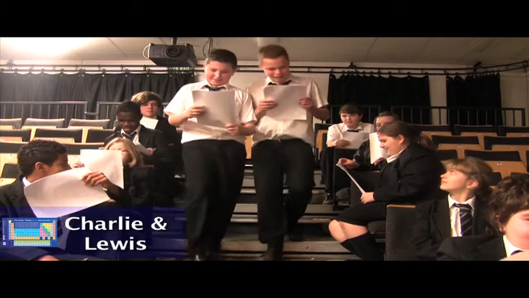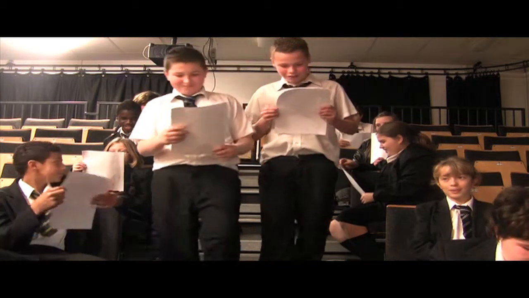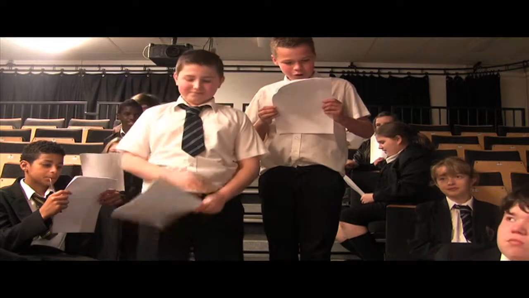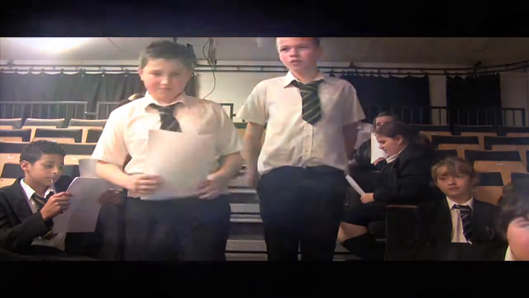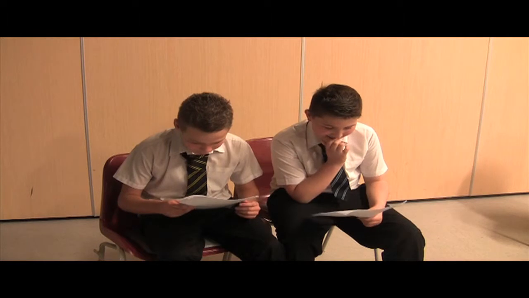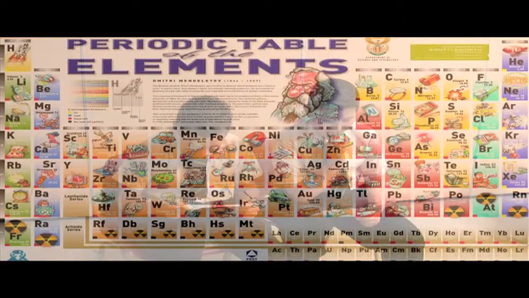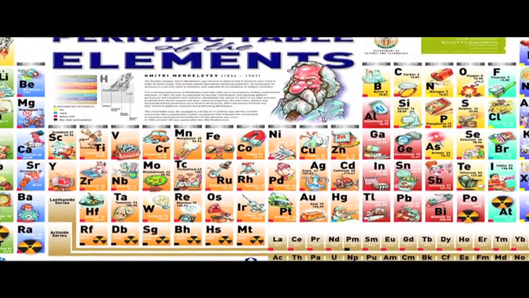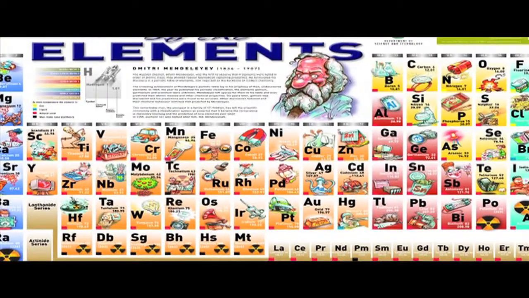Today's programme is a special edition in which we look at how the periodic table, the chart we all know and love, was developed. The table is an essential part of modern chemistry, but how was it discovered and has it changed since it was first made?